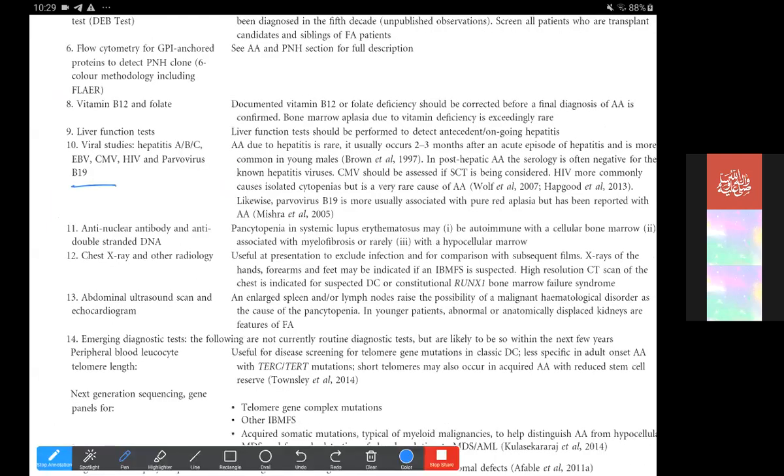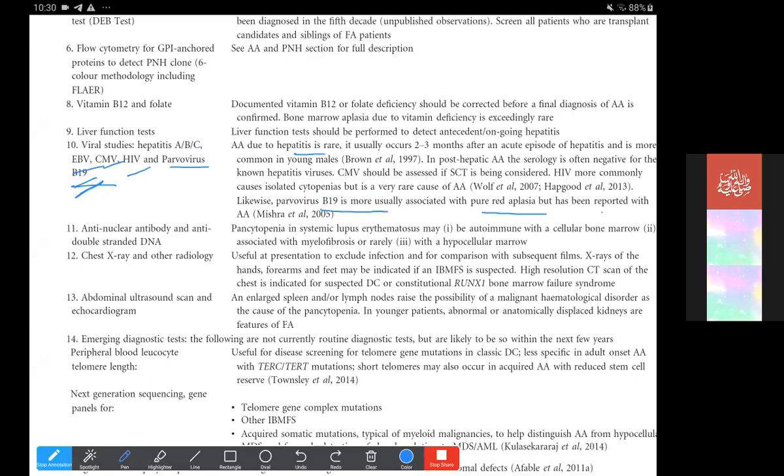parvovirus B19. Parvovirus B19 basically affects the pro-erythroblast and the erythroid precursors. So the viral tests include hepatitis A, B, C and HIV, then EBV and CMV, and parvovirus B19. Parvovirus B19 is more usually associated with pure red cell aplasia, but has been reported with aplastic anemia.